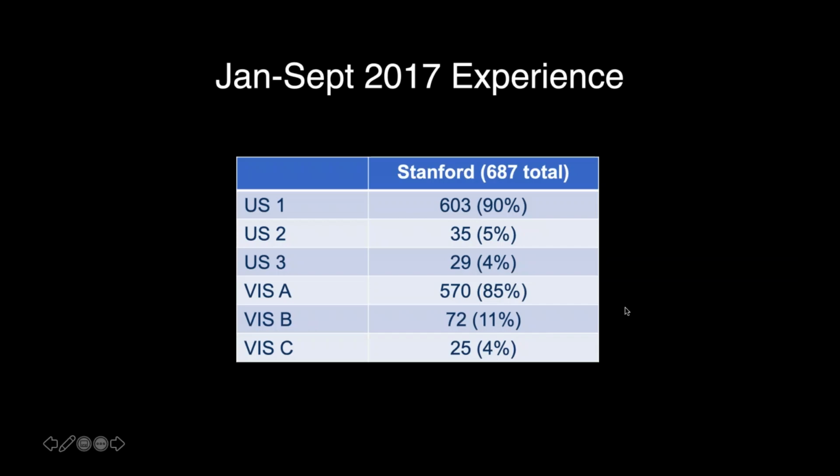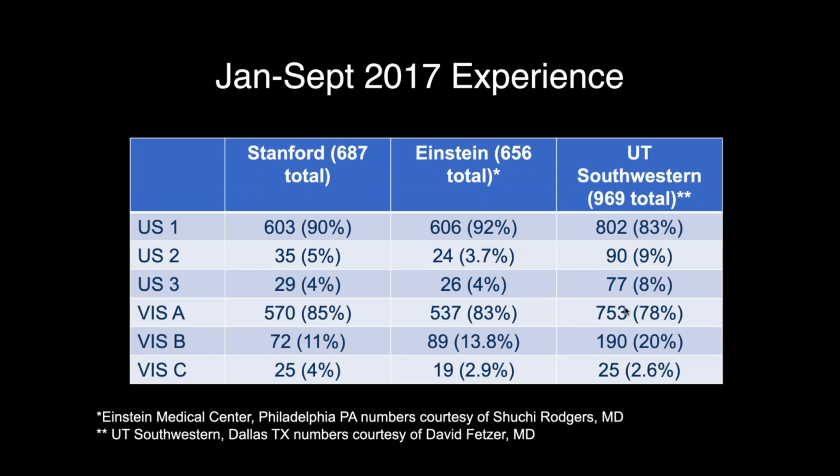So, you know, we're at Stanford, and you might be thinking, well, people in California are much skinnier and easier to image, maybe, compared to patients in Texas or the rest of the country. And that's a valid concern. But at the same time that we accrued our experience, my colleagues at Einstein in Philadelphia, Shuchi Rogers, and at UT Southwestern, David Fetzer, which is in Dallas, Texas, they also looked at their experience. And I was really surprised to see that our numbers are very similar.